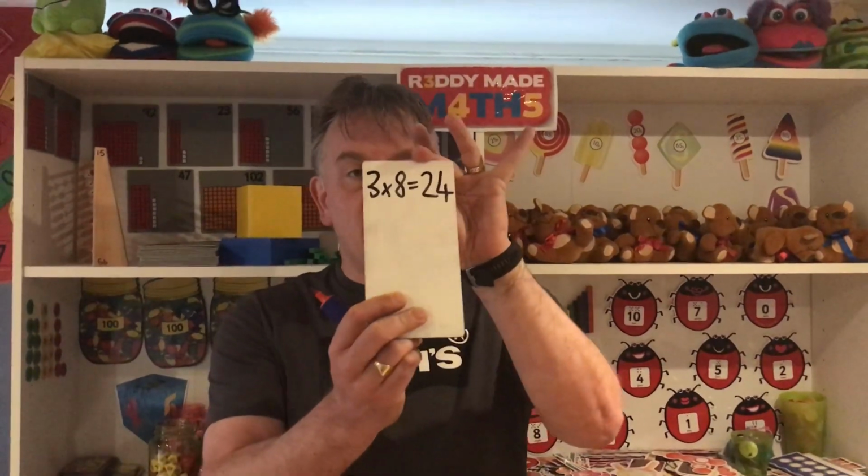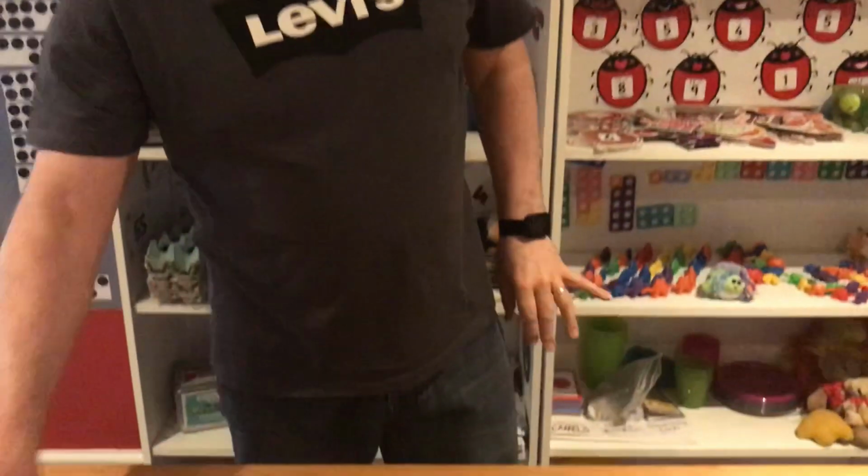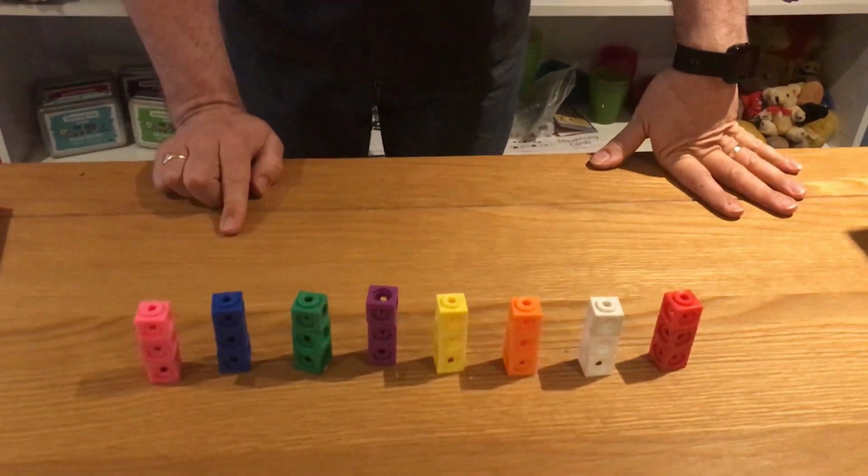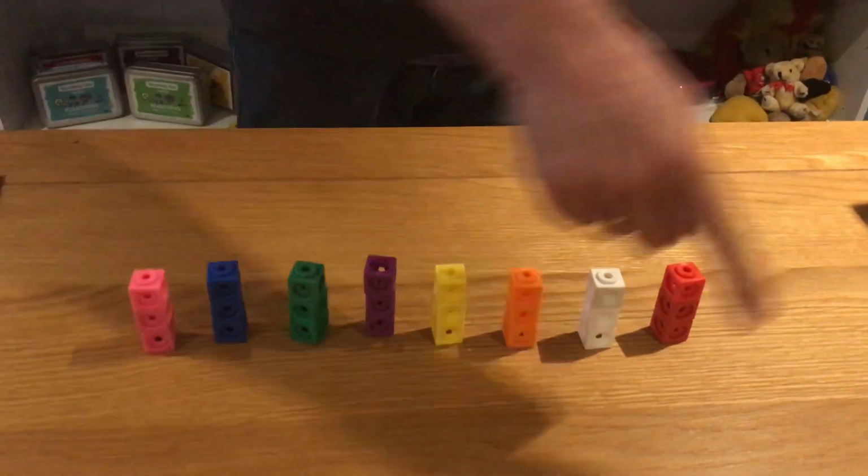So that's what we're going to start with, 3 times 8. Let's look at the table. And I've actually created 3 multiplied by 8. As I mentioned before, some people would call this 8 times 3.